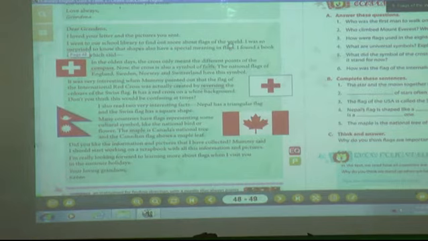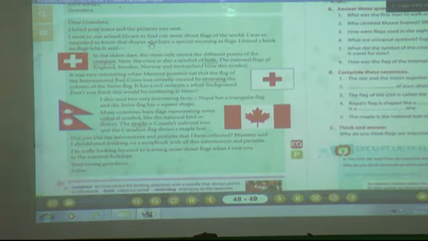So where did he go, students? Yes, he went to a school library and he was very surprised. I was so surprised to know that shapes also have a special meaning in flags. Now he is telling that he was surprised to know that shapes also have a special meaning in flags. Now we will see what that is. And he found a book. I found a book on flags which said. Now as he went to the library, he found a book, and in that book he found all the information of the flags. Now we will see what was there in the book.